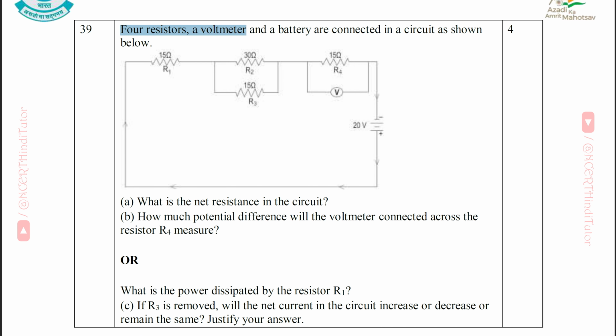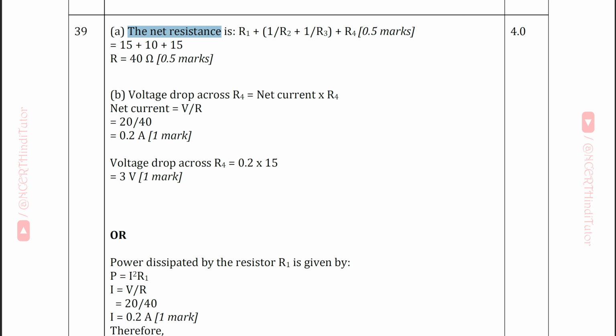4 resistors, a voltmeter and a battery are connected in a circuit as shown below. A. What is the net resistance in the circuit? Answer: the net resistance in the circuit is R1 plus 1 upon R2 plus 1 upon R3 plus R4. R1 is series resistance, R4 is series resistance, R2 and R3 are parallel resistance. So the net resistance is 40 ohm.